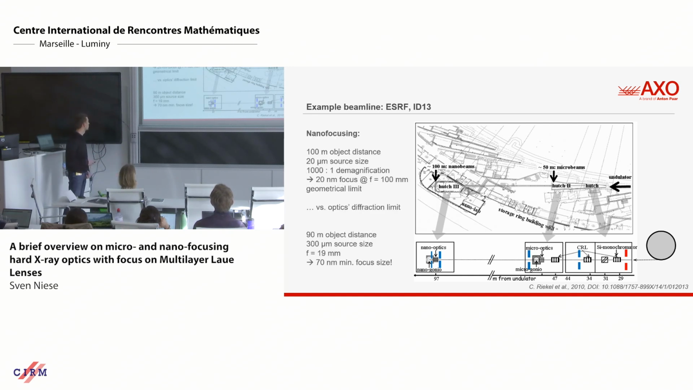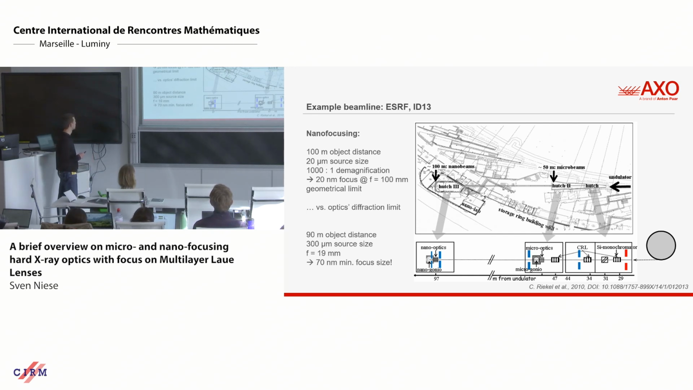Why must the beamline be that long? Imagine you have a 100-meter object distance, so that's roughly those 100 meters. The object that you want to image with your nano-focusing optics is the undulator source. Actually, I do not know the exact source size, but I guess it is on the order of a few, single or a few 10 microns. So probably, let's assume 20 microns.